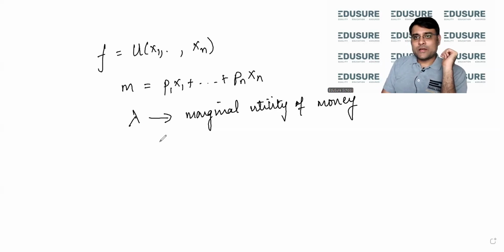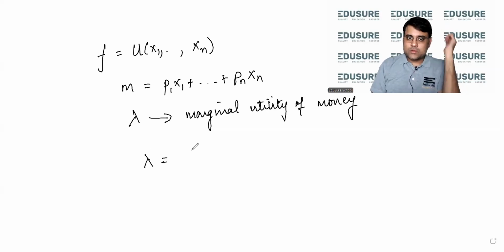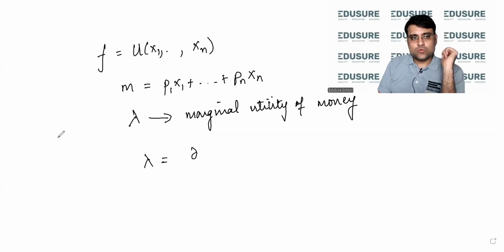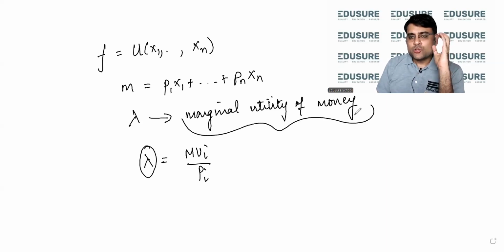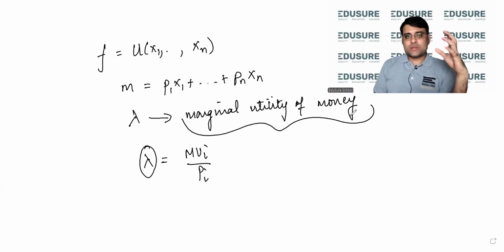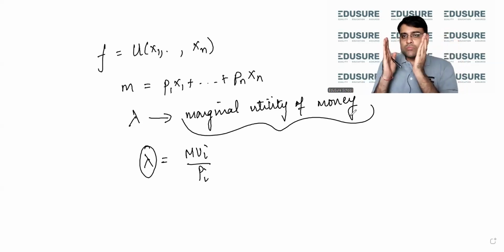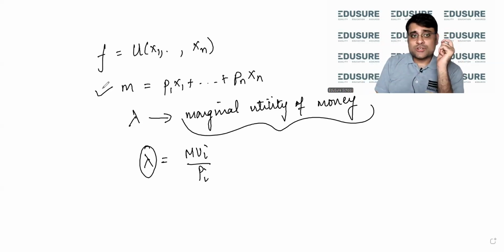This lambda was coming out to be nothing but del u, or if I can call it MUi by Pi. So how much utility I can get for an extra rupee spent. That is what was coming out to be lambda, which we said is the marginal utility of money. So this was a very small example because we took only one constraint here.